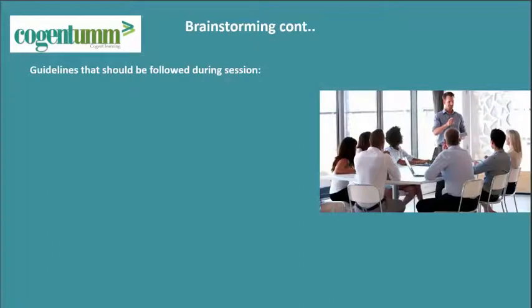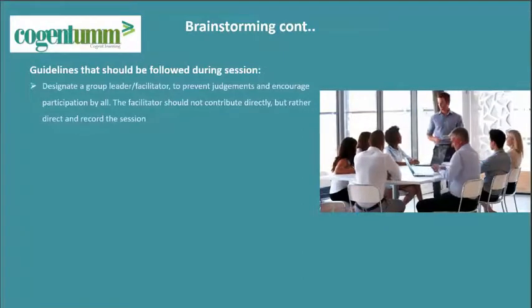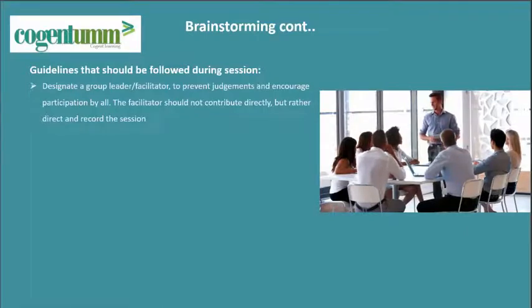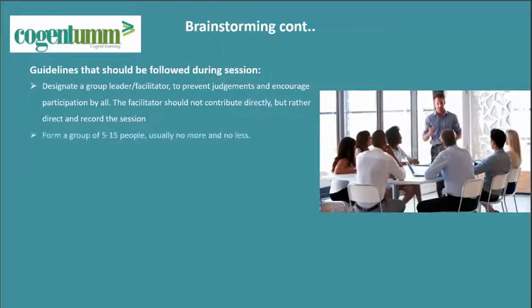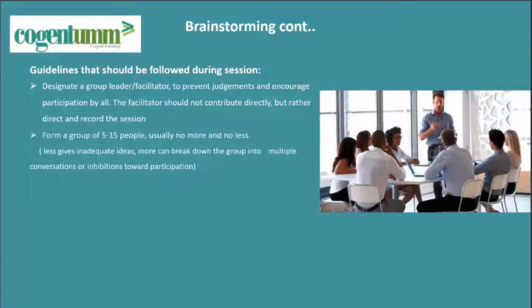There are some guidelines that should be followed during the session for an effective process. Designate a group leader or a facilitator to prevent judgments and encourage participation by all. The facilitator should not contribute directly but rather direct and record the session. Form a group of 5 to 15 people, usually no more or no less. Fewer people give inadequate ideas, but more can break the group into multiple discussions.